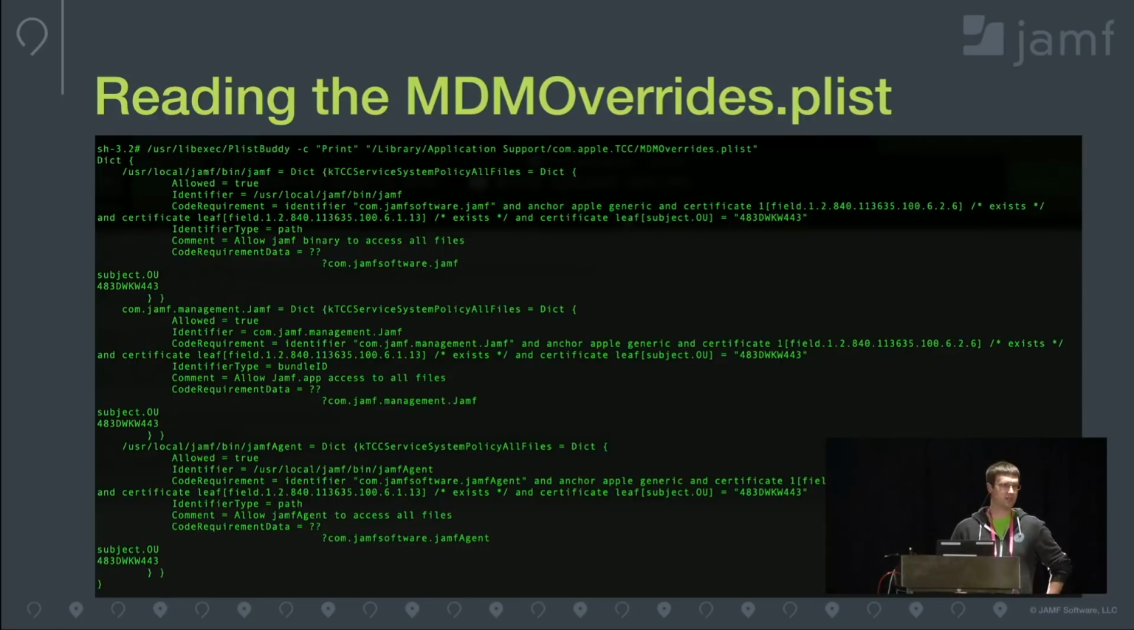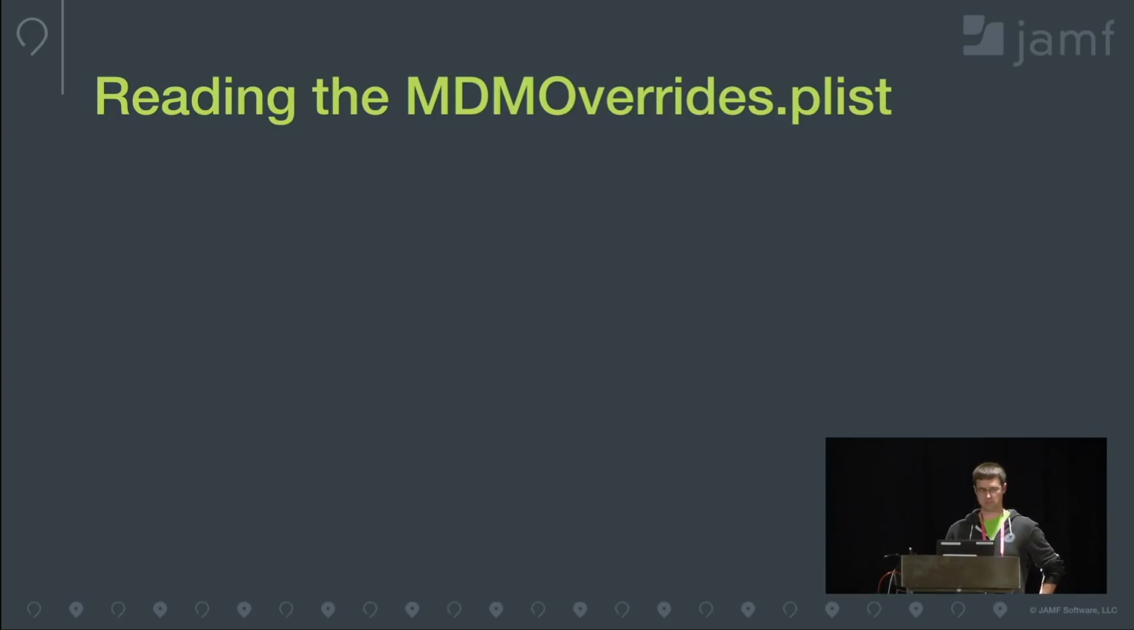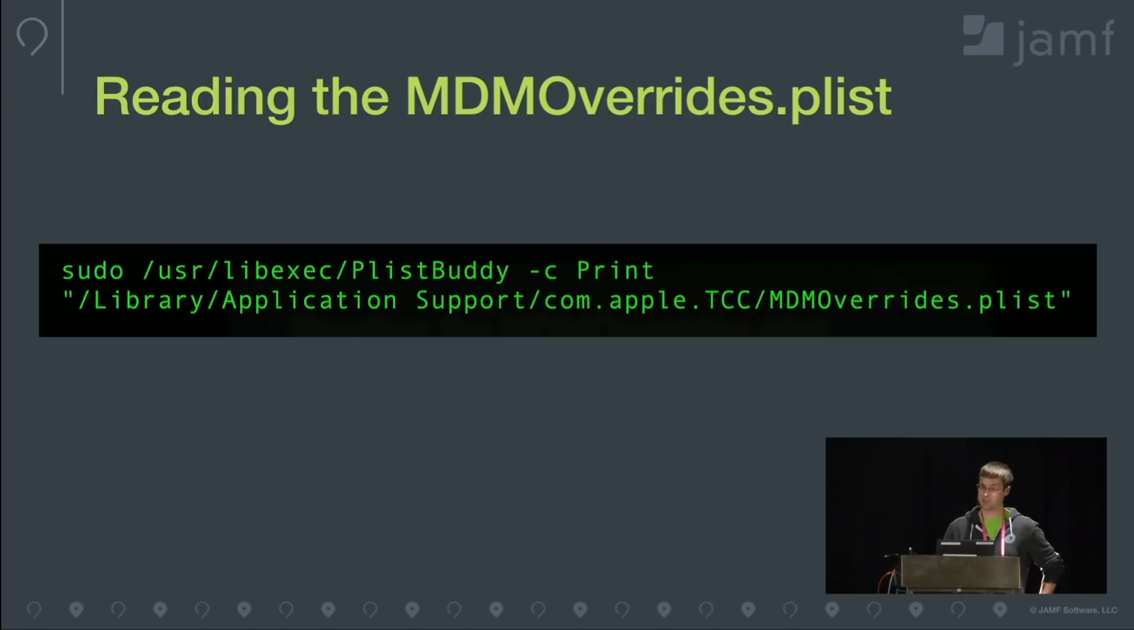Reading the MDM overrides: this file is written when the MDM profile comes down and defines what overrides there are in the TCC database. Again, to read this file, you also need all file access. And here's the command to do this, PlistBuddy, and you can just specify the full path to the overrides.